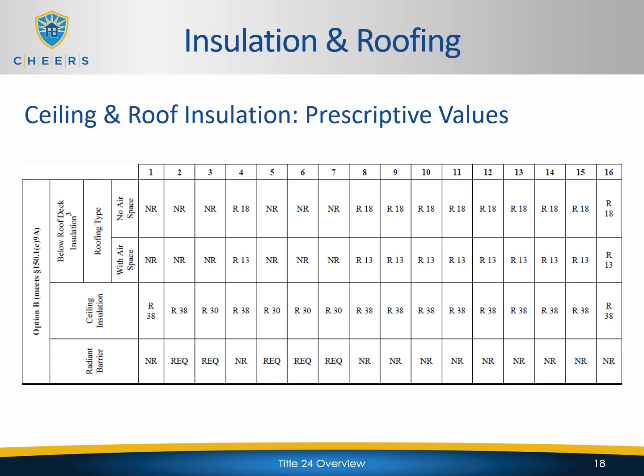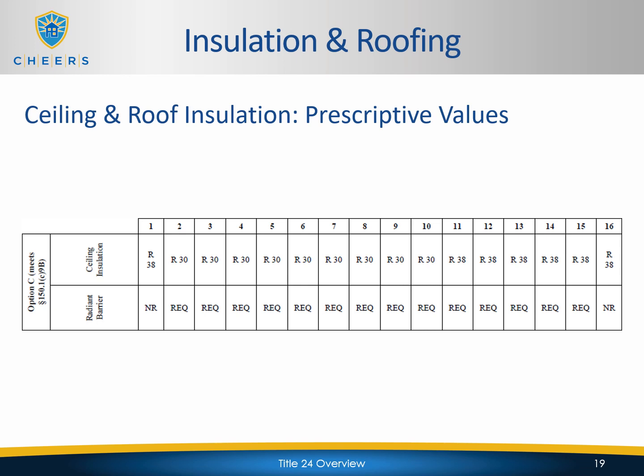So option B is going to be very similar. Again, it's going to be climate zone specific, either R30 or R38, and then the potential for a radiant barrier depending on which climate zone that you're in. And finally, option C, again, climate zone specific. As we mentioned in that first table, we're going to have R30 required in climate zones 2 through 10, and then R38 in climate zones 1 and 11 through 16. Radiant barrier is going to be required in climate zones 2 through 15 for option C.